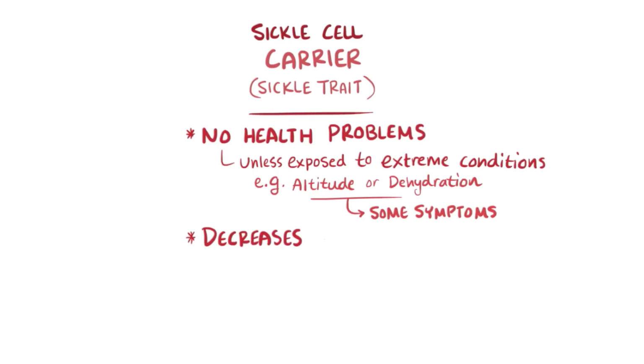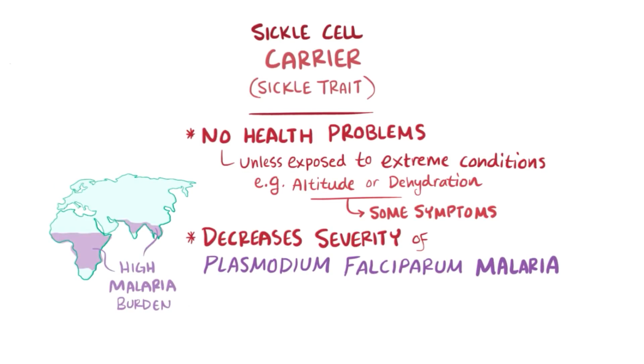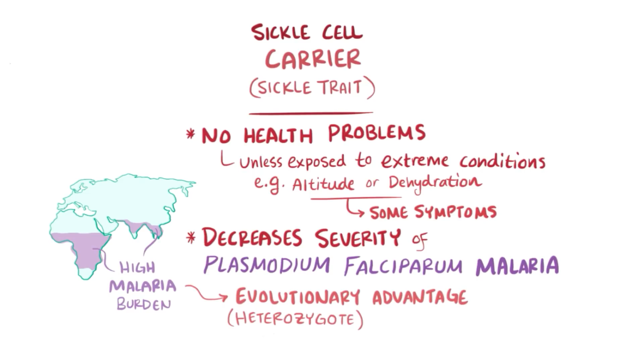What it does do is decrease the severity of infection by Plasmodium falciparum malaria. So in parts of the world with a high malaria burden, like Africa and pockets of southern Asia, those with sickle trait actually have an evolutionary advantage. This phenomenon is called Heterozygote Advantage, and its unfortunate consequence is a high rate of sickle cell disease in people from these parts of the world.